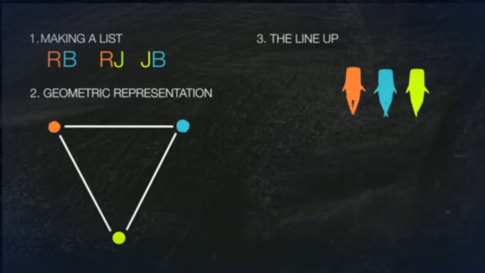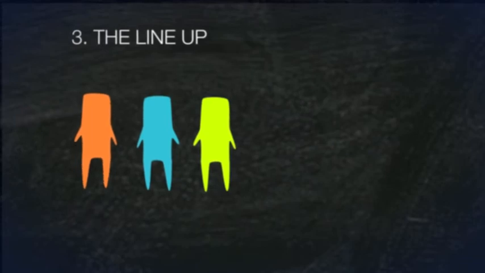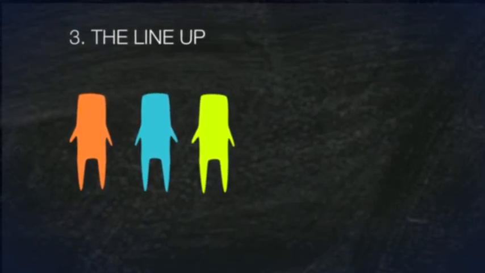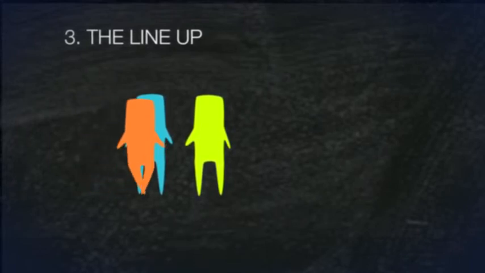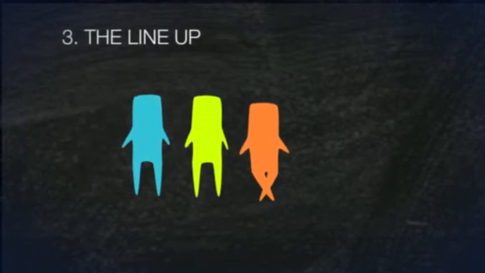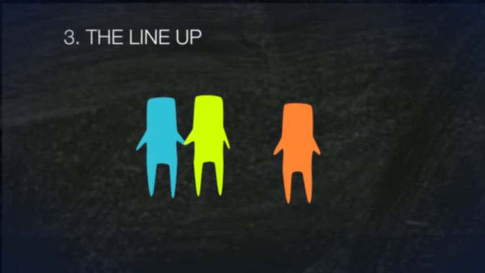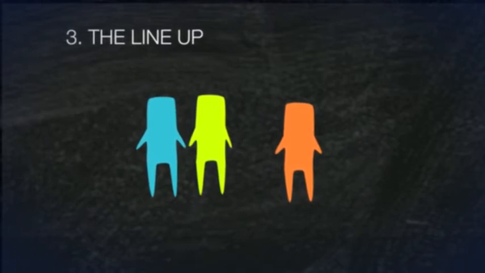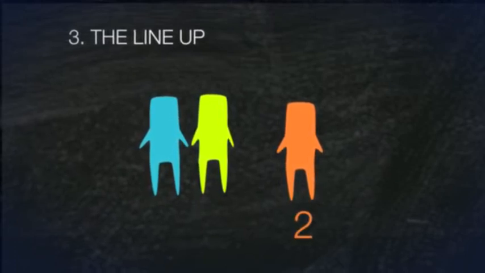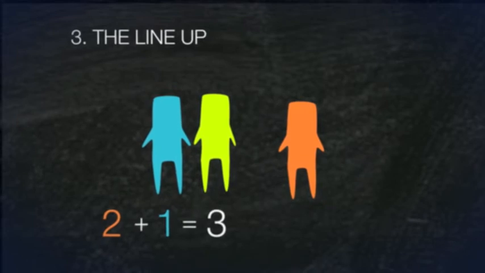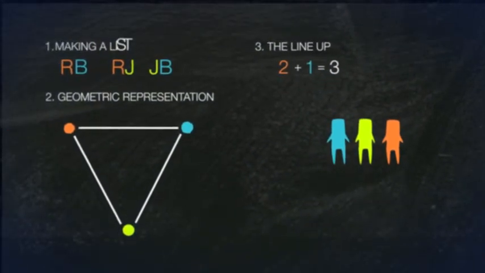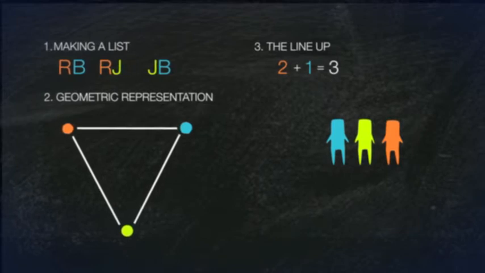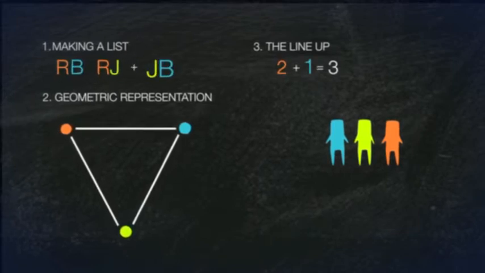Now let's add a third modality. Modality 3. The lineup. Here, Rob, Bob, and John stand in a line. The person at the end, Rob, goes down the line and shakes Bob's hand and John's hand. Then the next person, Bob, goes down the lineup and shakes John's hand. 2 handshakes by Rob and 1 handshake by Bob makes 3 handshakes altogether. Notice that the lineup and list modalities correspond. 2 plus 1 equals 3. Do you get it?